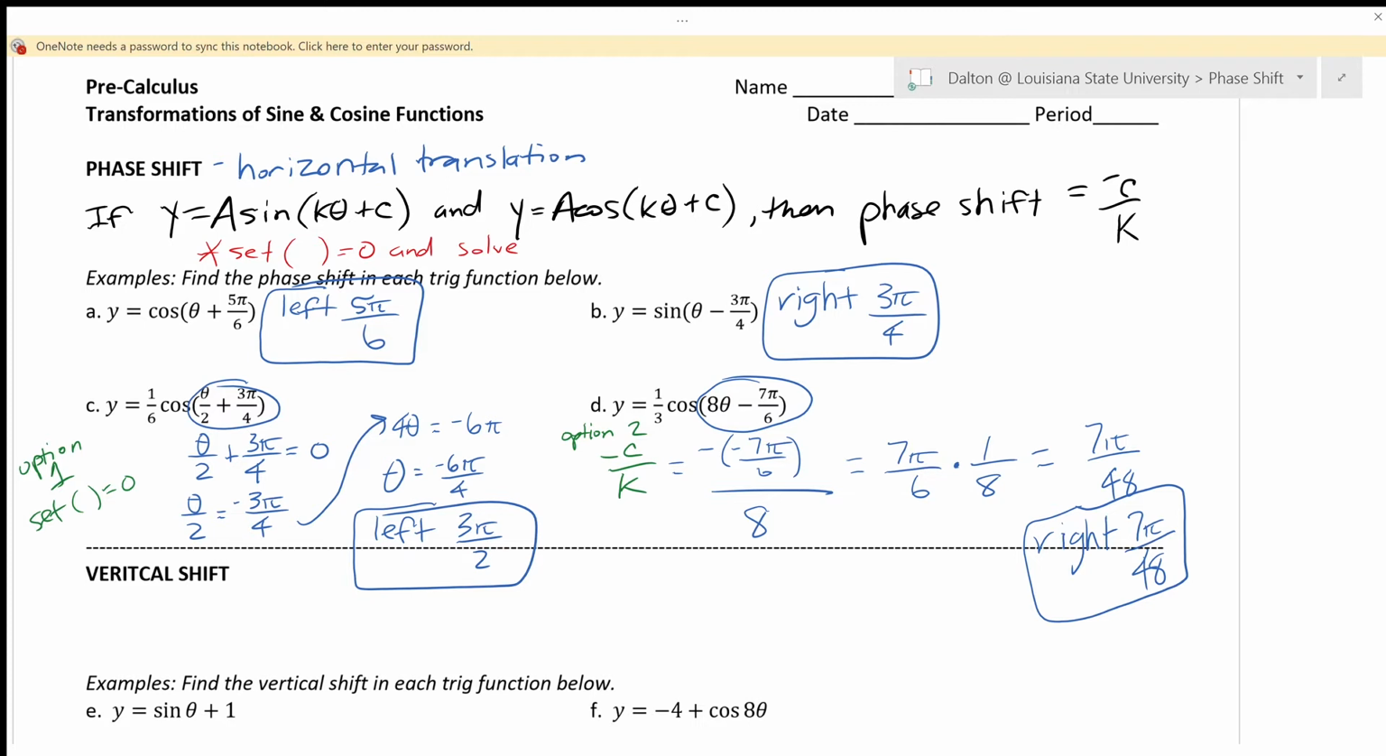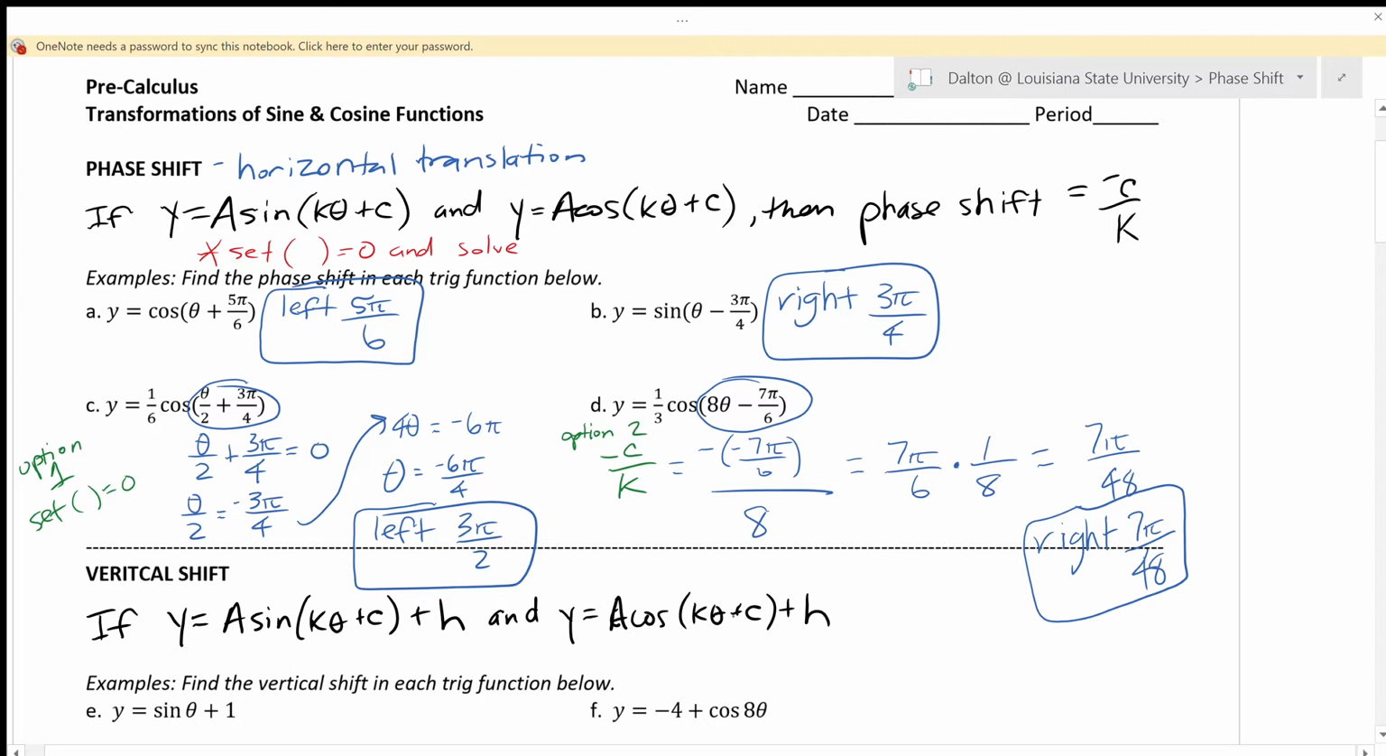Phase shift is the difficult one of the two, if you could even say that. Vertical shift is just extremely clear. It is exactly what it sounds like: taking our graphs and shifting them up and down. So if y equals, we're just going to add one part to the equation: a times the sine of k theta plus c, plus h is the new part of the function. And we're going to write the same equation with cosine: y equals a times the cosine of k theta plus c, plus h.